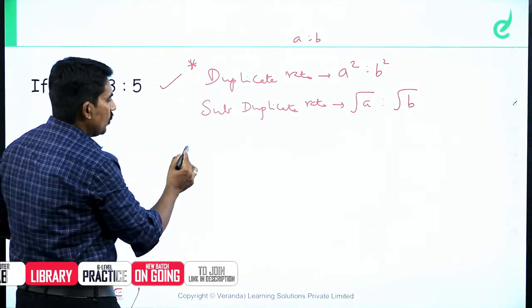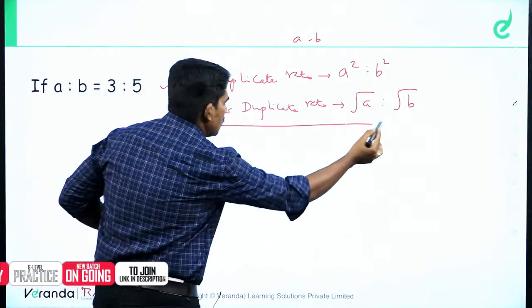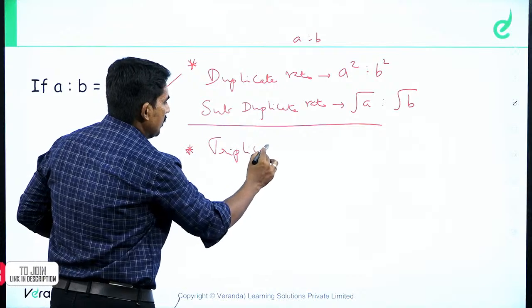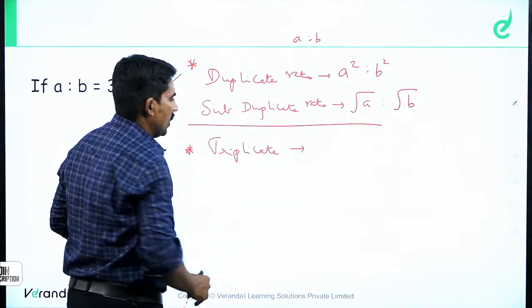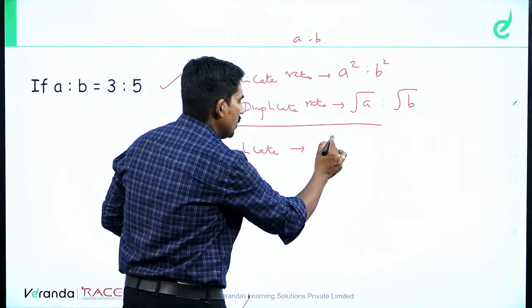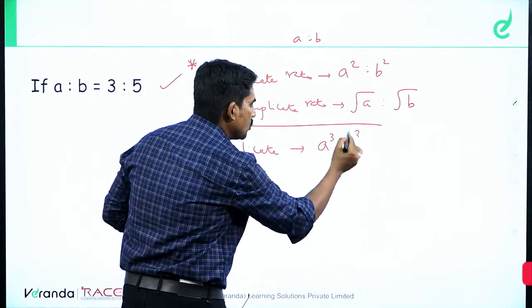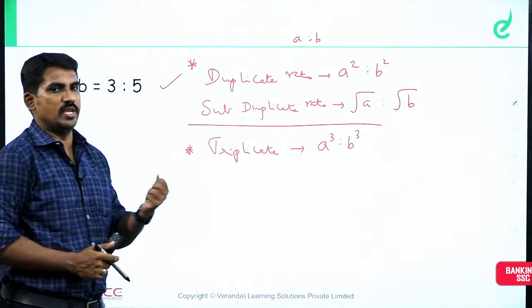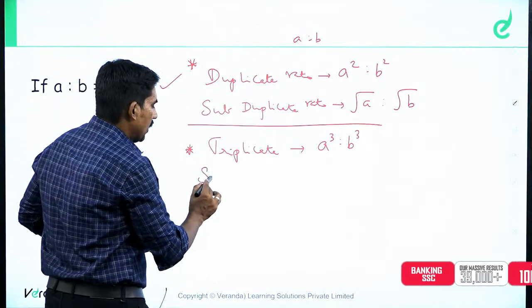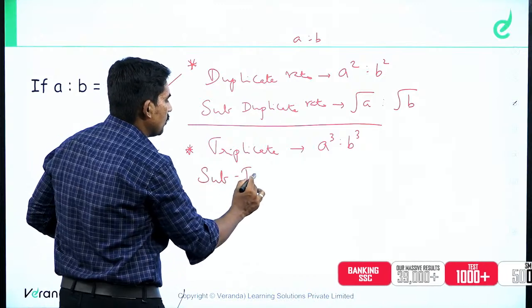Right? Now triplicate. Next is triplicate. Clear? Triplicate ratio means nothing but A cube is to B cube. That's all. We have to cube the values. Now sub-triplicate. For this also sub-triplicate.